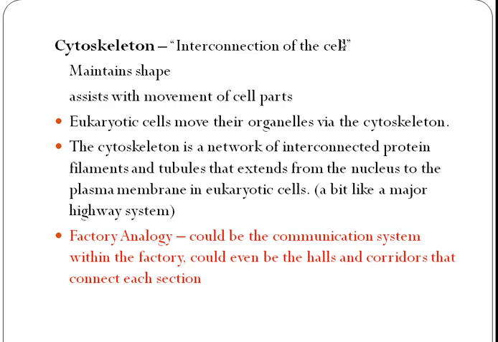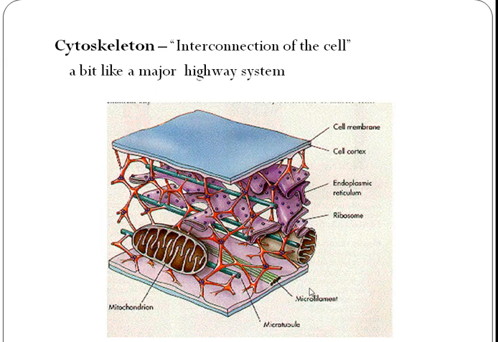So the cytoskeleton is this whole interconnection of the cell. It maintains the shape of the cell some. It assists with movements of cell parts and organelles. The organelles actually sometimes move. Remember all those vesicles moving? They move along the cytoskeleton. So it's this network of interconnected protein filaments and tubules. If you think of it like a major highway system inside that cell, you actually have it right. In our factory analogy, we'll think of it as a communication system within the factory. It could be even the halls and corridors that connect each section.